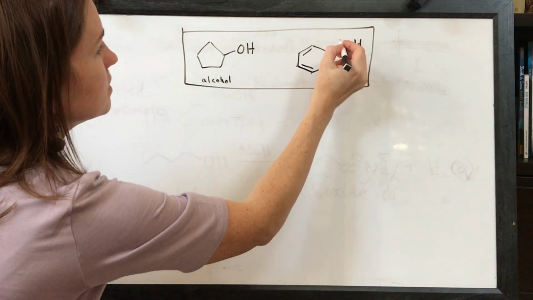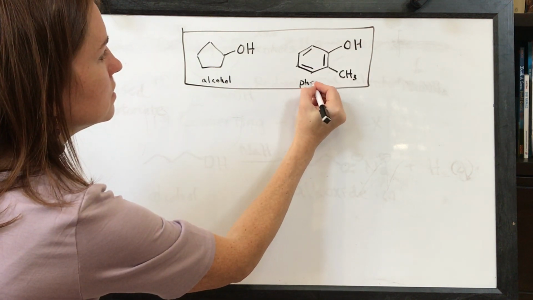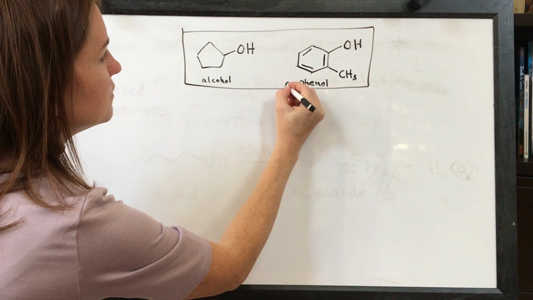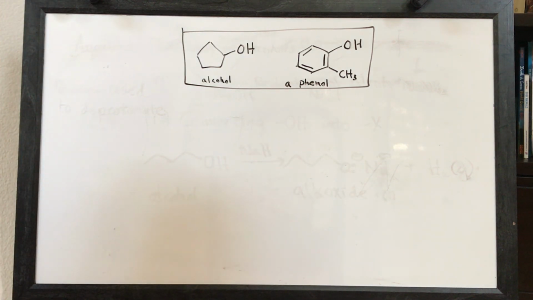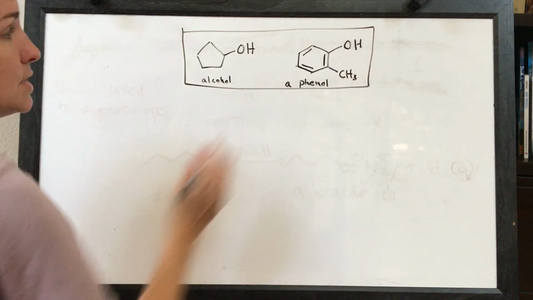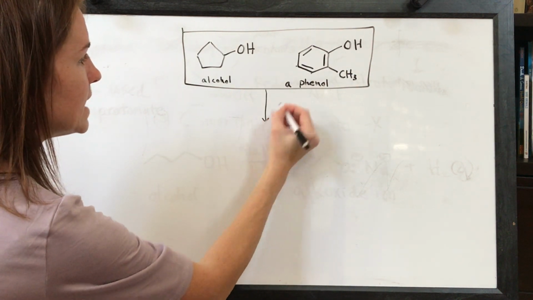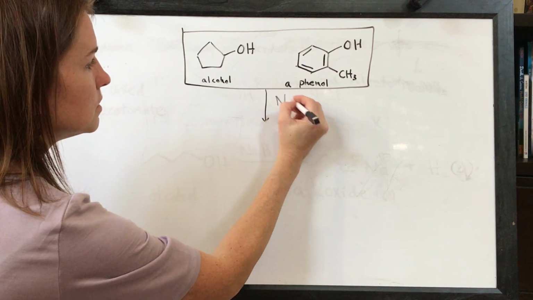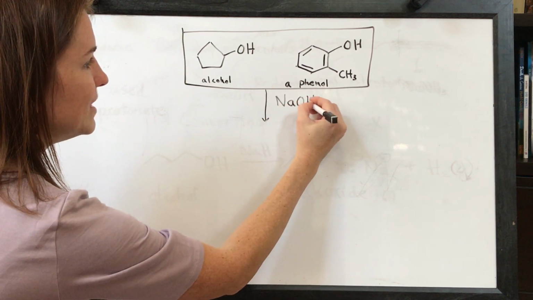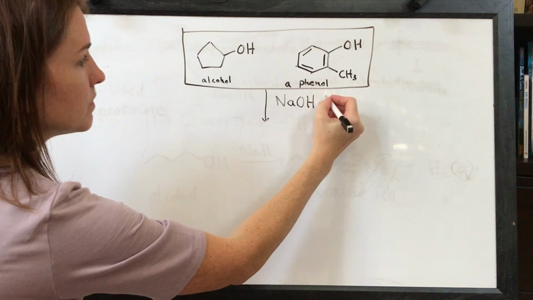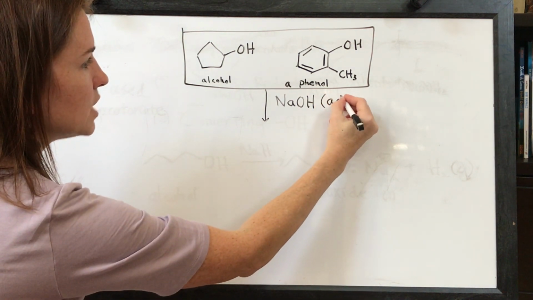But over here, we have a phenol. This is a phenol. And so phenols actually have much lower pKa values. They're much more acidic because of the resonance stabilization of the conjugate base. And so if I use sodium hydroxide, I can deprotonate the phenol without deprotonating the alcohol. So I'll use an aqueous solution of sodium hydroxide.